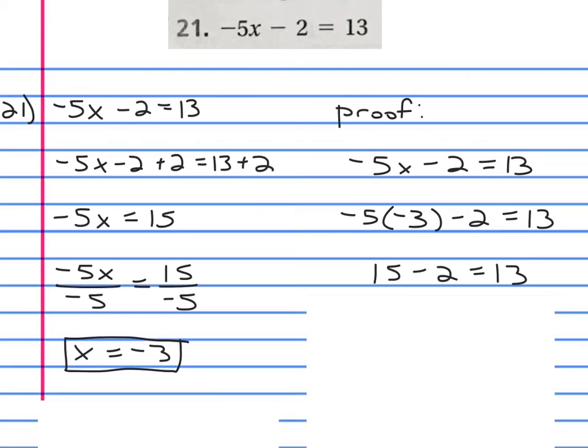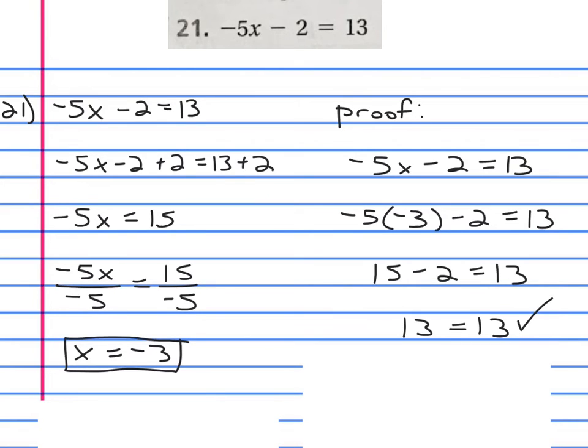Okay. Now 15 minus 2, we can do that. 15 minus 2 is 13. So we get then 13 equals 13, and we give it a check mark because it worked out the way we needed it to as a proper proof.